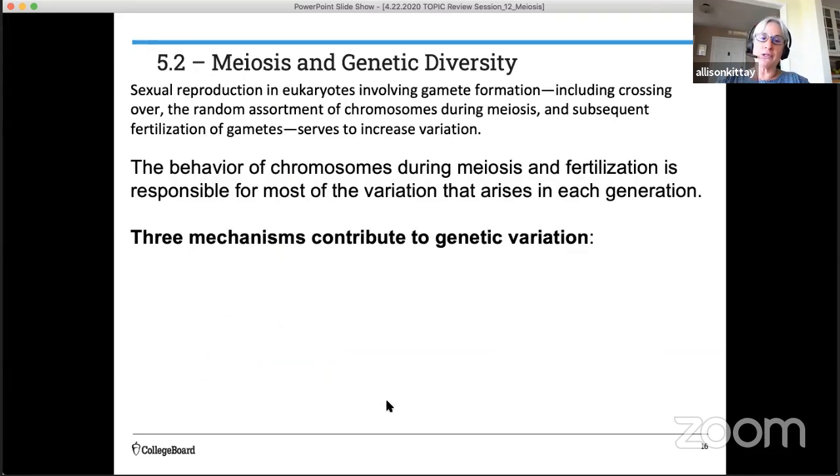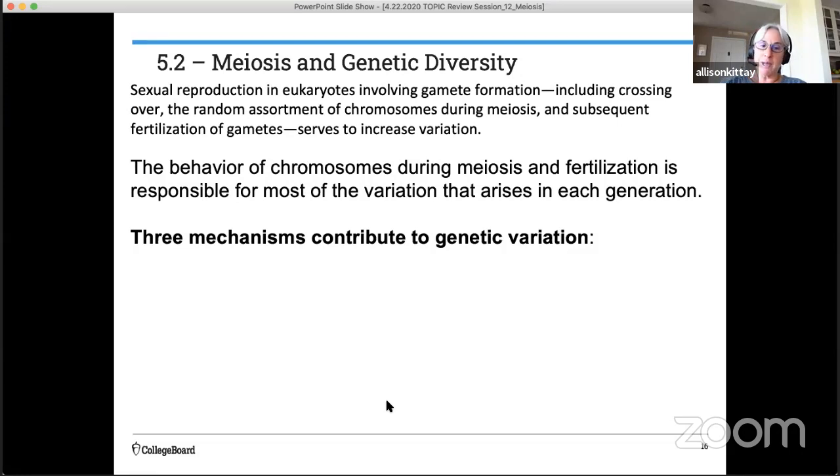So now here's the key idea with the genetic diversity. Sexual reproduction in eukaryotes, which involves gamete formation, includes crossing over, random assortment of chromosomes during meiosis, and then also random fertilization of gametes. All three of these things increase variation, which is the raw material for natural selection.